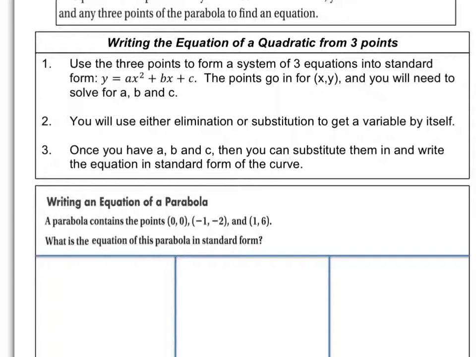Okay? So that is how you are going to write an equation from your parabola, or from your 3 ordered pairs. As check part 2 will show you the examples of how to actually come up with the equation of the parabola.